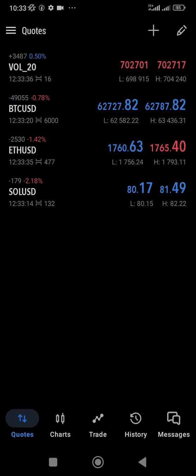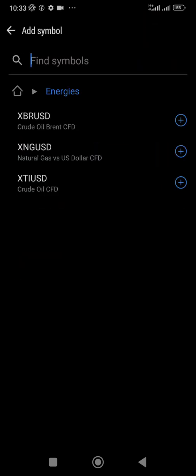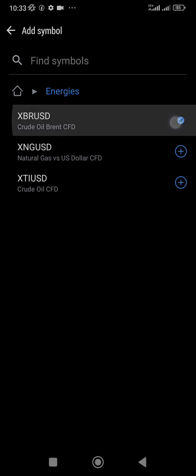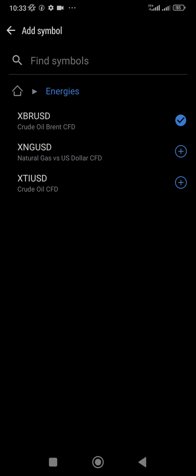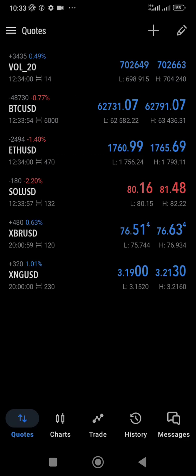Now, in order for us to add more to it, we'll continue the process and click on energies. We have crude oil, Brent. We also have natural gas and US dollars. We are going to choose the crude oil. For those of you who want to trade crude oil, we can also trade crude oil UCFD, but we are going to just click on crude oil and natural gas. So we'll go back again and you see that it is added to the instruments.